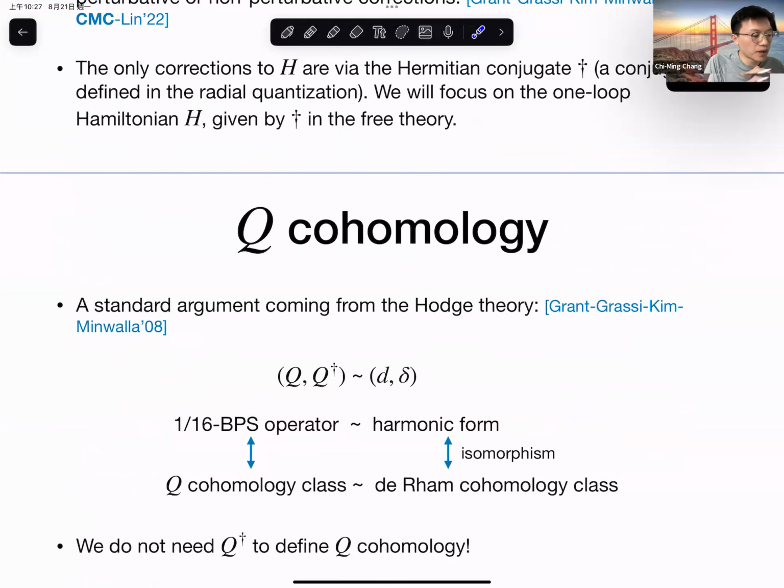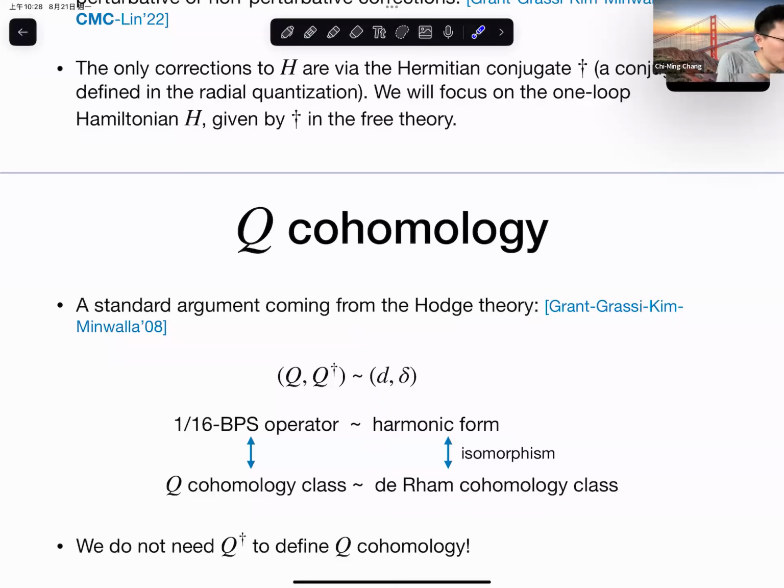I will show that we can study the BPS operator by considering the cohomology of the supercharge Q. That follows from a standard argument coming from Hodge theory. In Hodge theory, we study differential forms, and we also study the de Rham cohomology, that is the cohomology of the exterior derivative d. We know that d squared equals 0, so d defines the cohomology on the space of differential forms. Besides d, we also have the codifferential delta. The differential forms that are annihilated by both the exterior derivative d and the codifferential delta are called harmonic forms. By Hodge theory, there is an isomorphism between the space of harmonic forms and the de Rham cohomology classes.